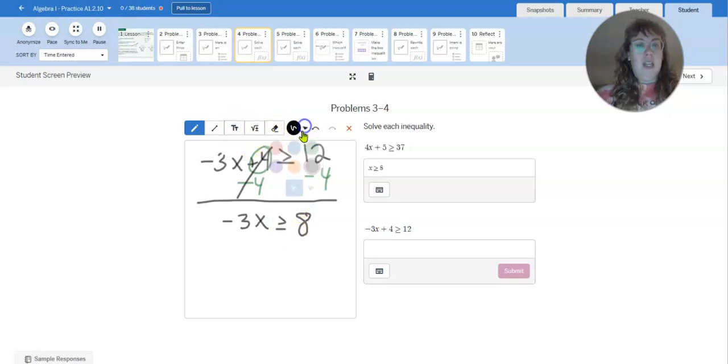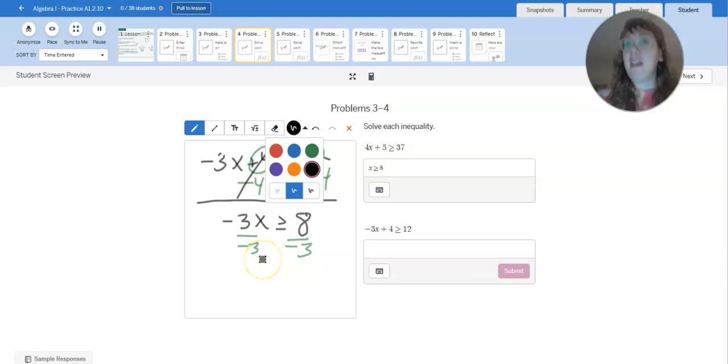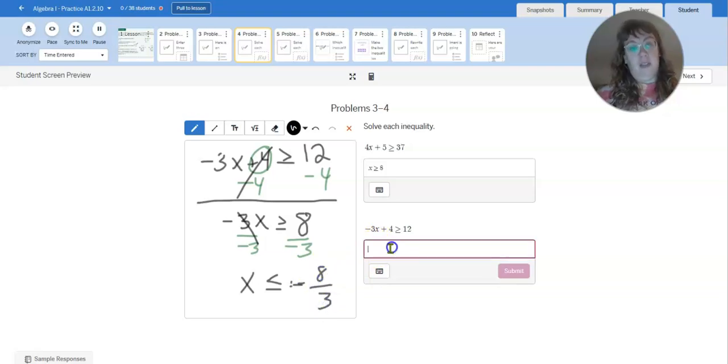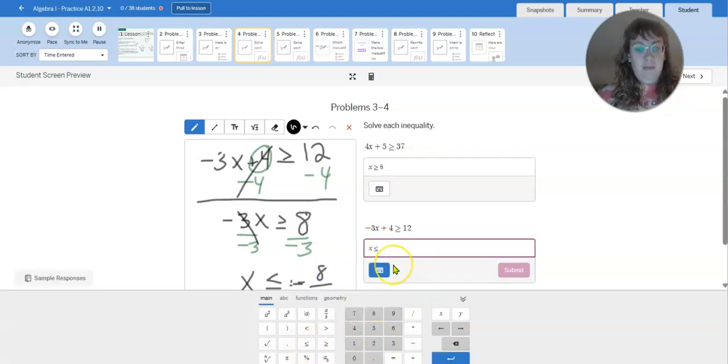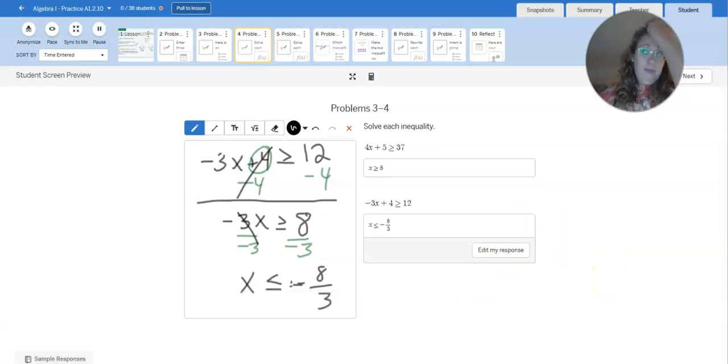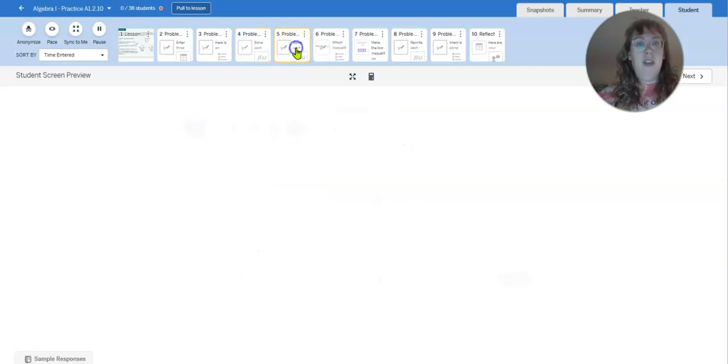Yep. And then divide both sides by negative 3. And when we divide by a negative, we gotta flip that sign. So this becomes x is less than or equal to 8 divided by negative 3, or negative 8/3. Beautiful. Once you're all set with that, push to slide 5.